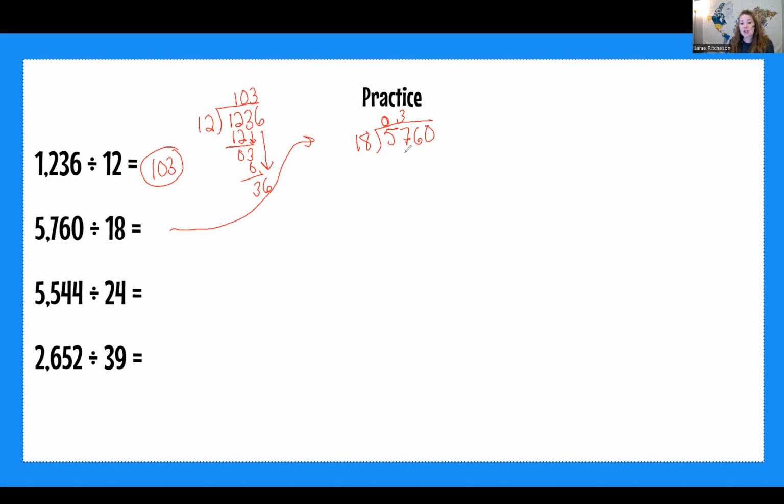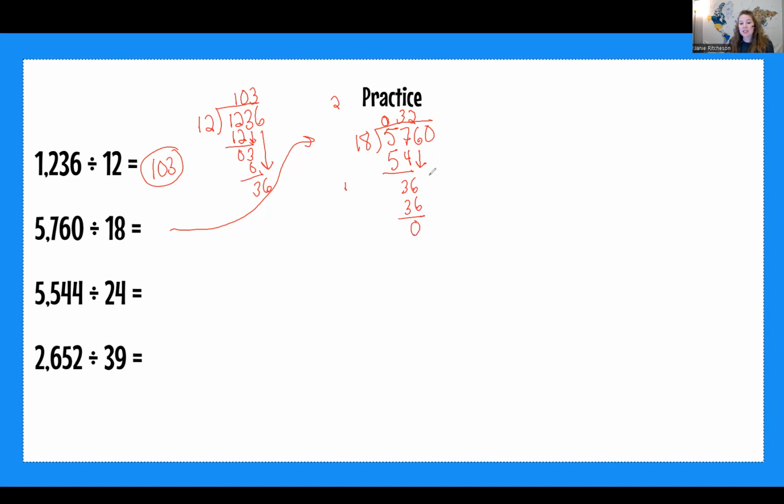So 3 times 8 is 24. Carry the 2. 3 times 1 is 3, plus 2 is 5. Oh, it did work with a remainder of 3. Now I'm going to bring down a 6. Will 18 go into 36? Yep, it will. I think twice. 2 times 8 is 16. Carry the 1. 2 times 1 is 2, plus 1 is 3. And I got a remainder of 0.